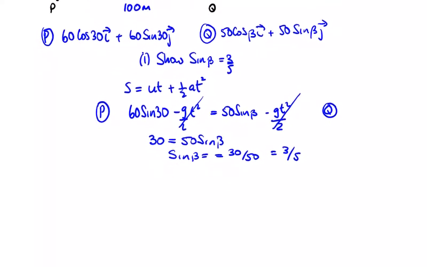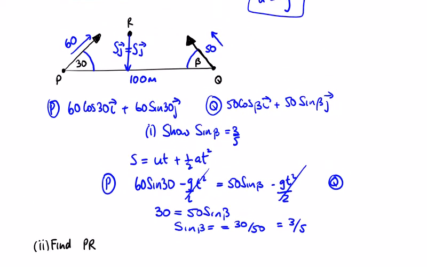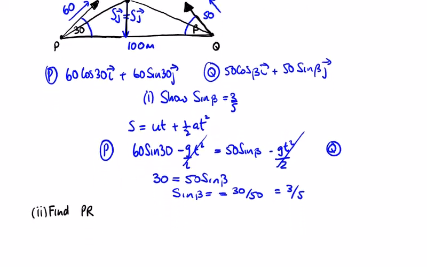So the next part of this question asks us to find the distance PR. Find PR. Okay, so let me just manipulate this diagram. We're going to have a right angle triangle on this side. We're also going to have a right angle triangle that we could set up on this side. I think this is the best way to do this question. So let me set up these triangles.